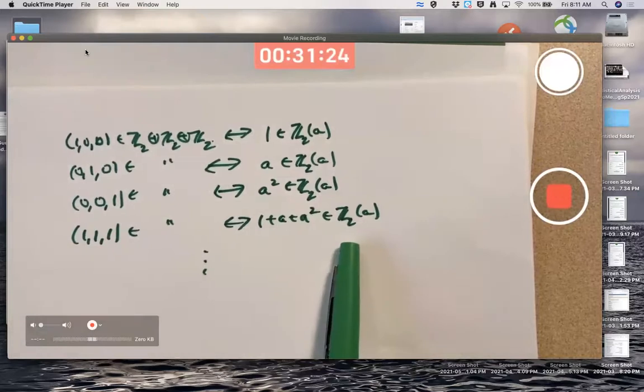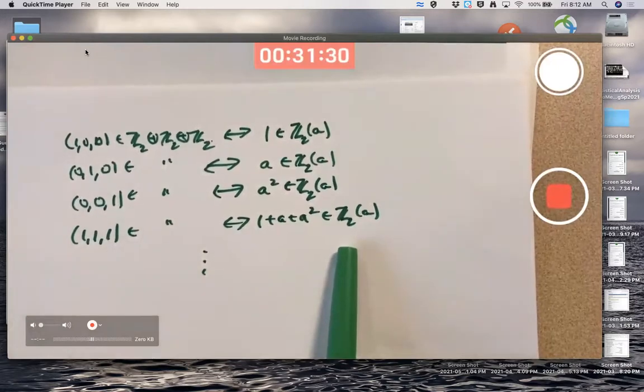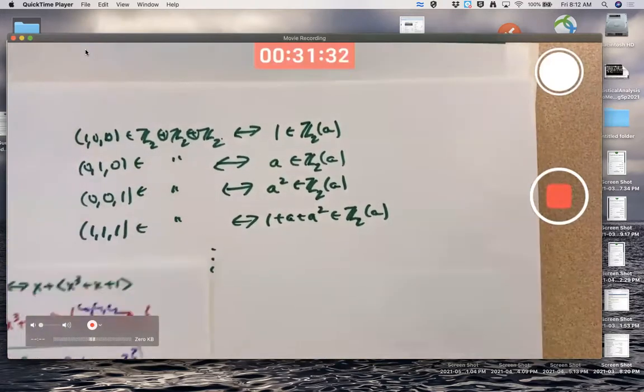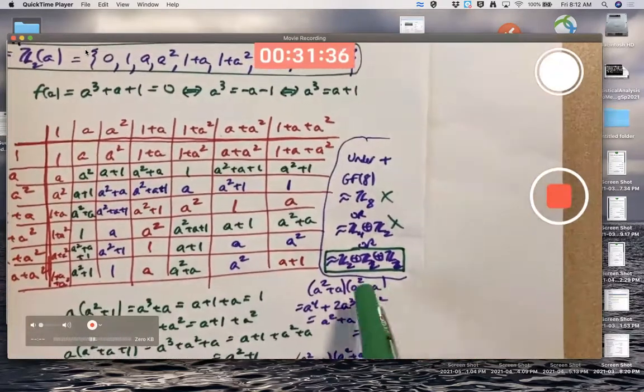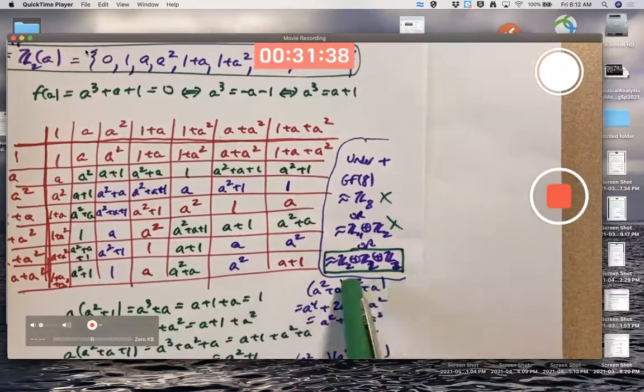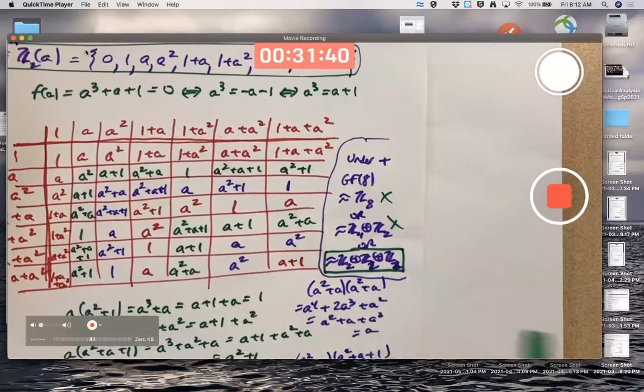Z2[a] being a group under addition, to ultimately show that, yes, under addition, GF8 is isomorphic to this external direct product. So it's not cyclic under addition.